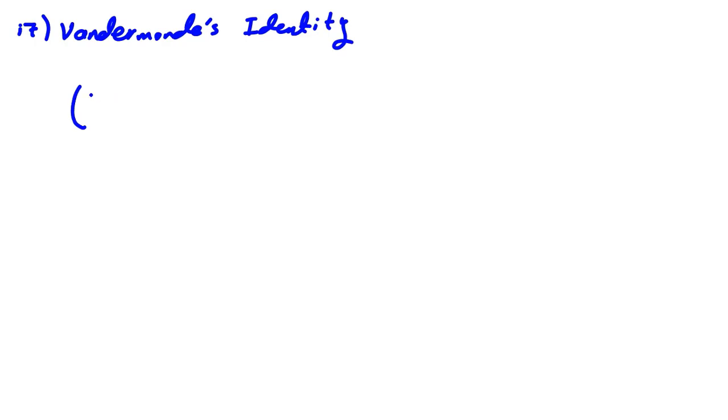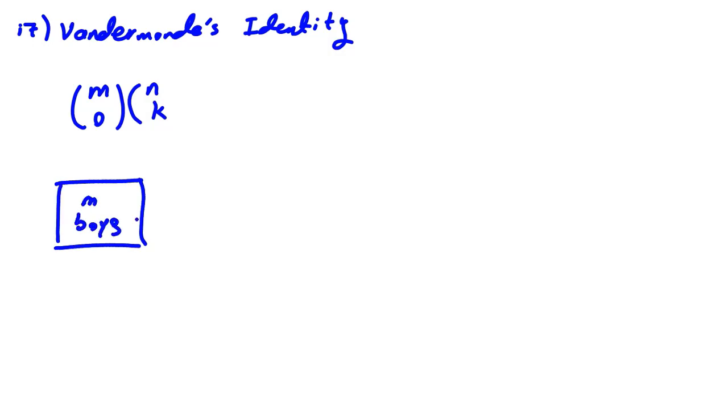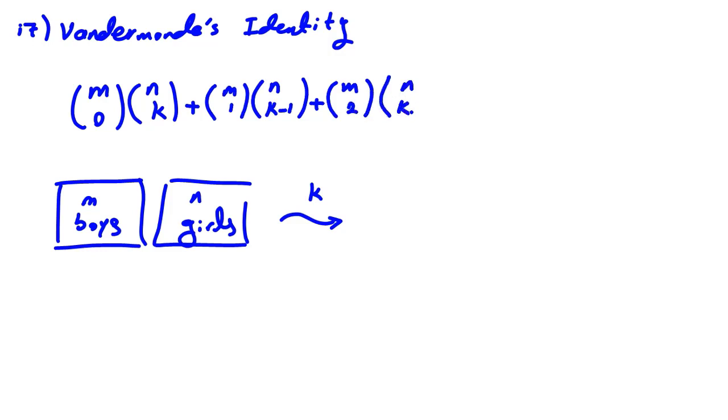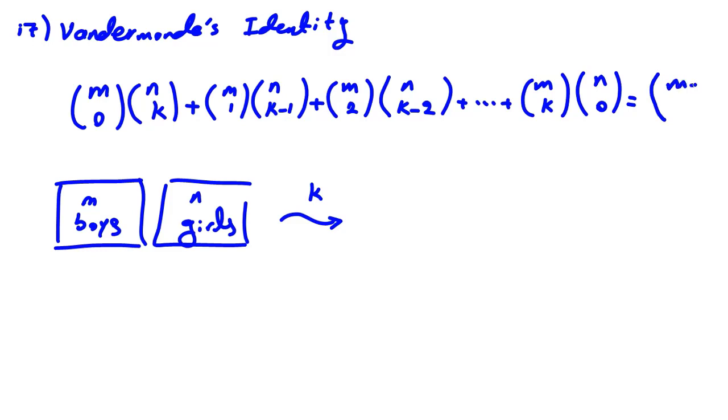It is m choose 0 times n choose k, and so on. For example, suppose we have m boys and n girls. And from these m boys and n girls, we want to select k of them. Okay. So you say, I select 0 boys and k girls, 1 boy and k minus 1 girls, 2 boys and k minus 2 girls, up to k boys and 0 girls. So it will be m plus n choose k.